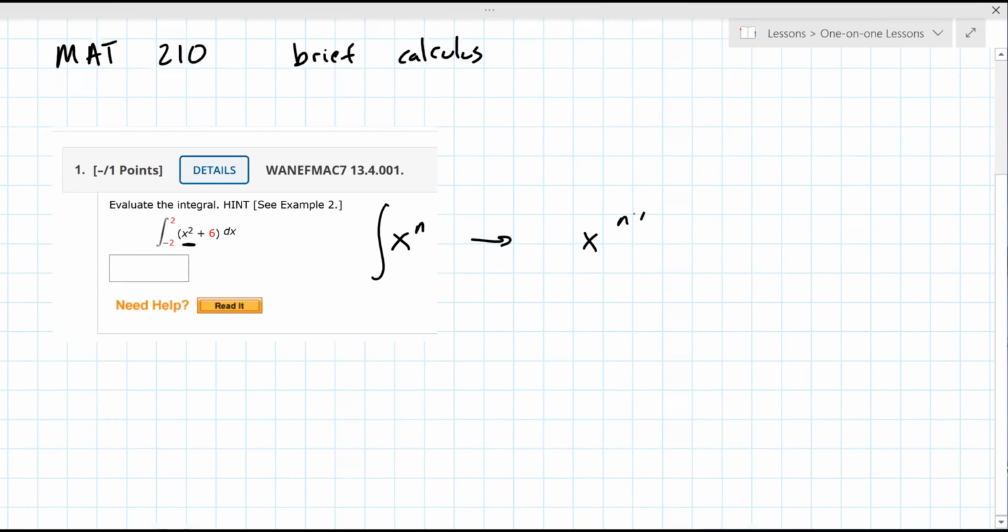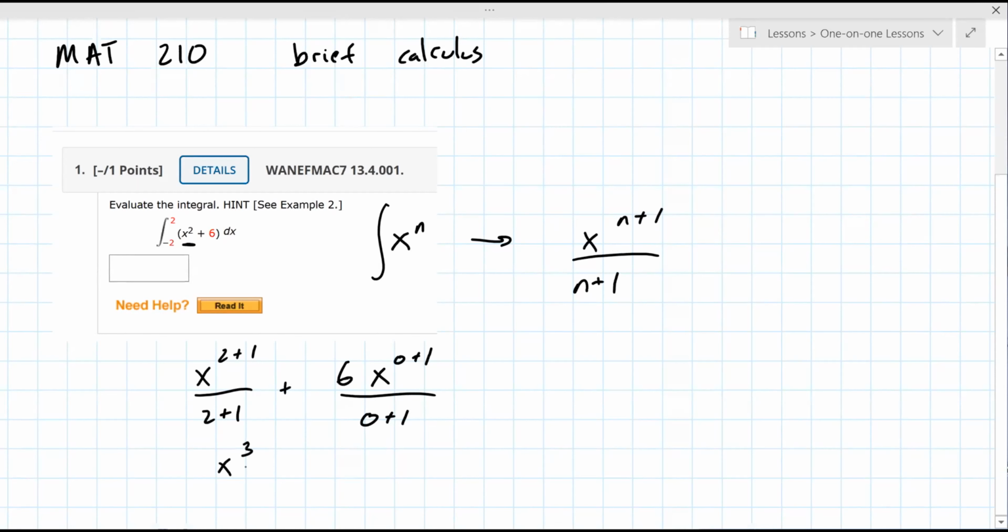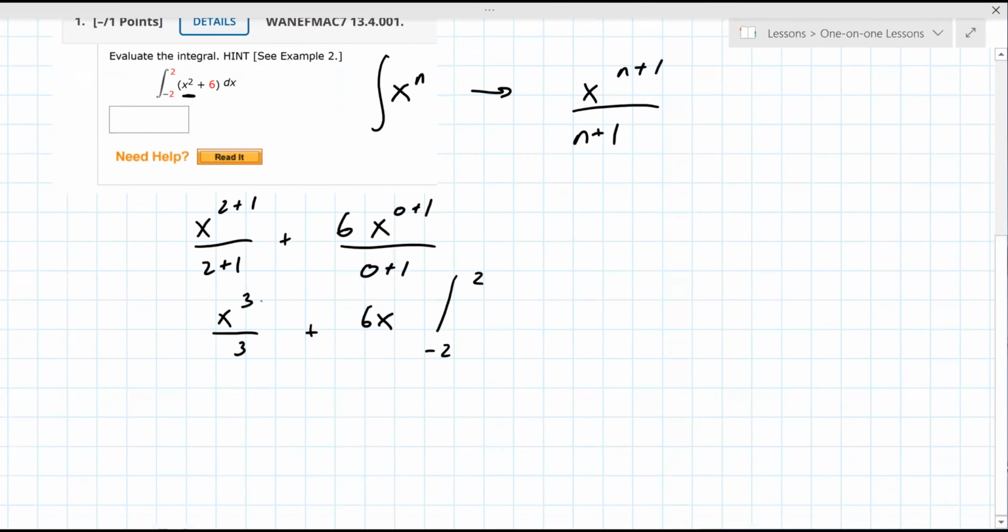You add one to the exponent and divide by the new exponent. So in this case, it's x to the 2 plus 1 over 2 plus 1. Plus, it's really 6x to the 0. So that's 6x to the 0 plus 1 over 0 plus 1. That 6 just stays out in front. So that gives you x cubed over 3 plus 6x. And then you're evaluating that from minus 2 to 2. So what that means is you put 2 in first: 2 cubed over 3 plus 6 times 2.